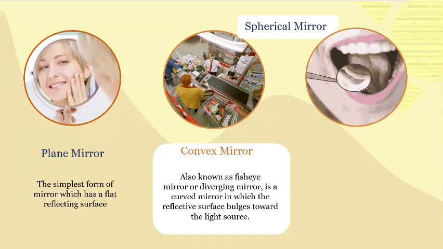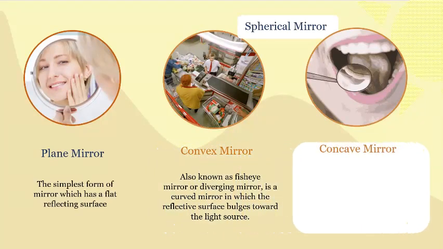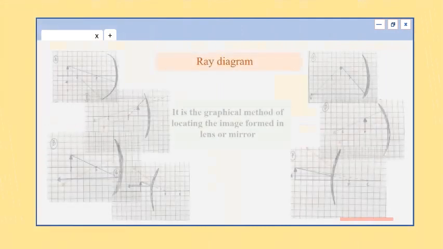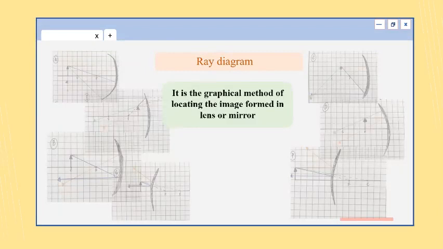The second kind of spherical mirror is a concave mirror. It is also known as a converging mirror. It has a reflecting surface that bulges inward, away from the incident light. Now that we know the two kinds of mirrors, let us know what a ray diagram is. A ray diagram is a graphical method of locating the image formed in a lens or mirror.